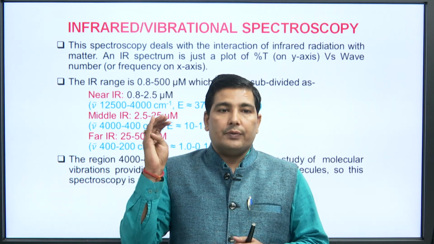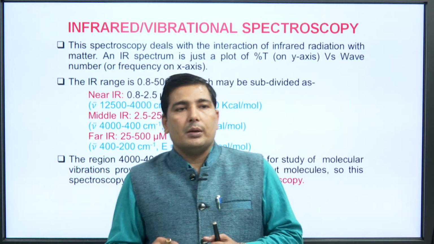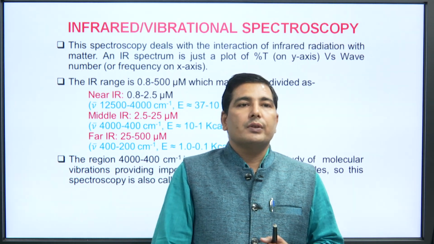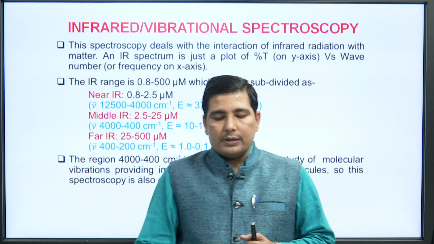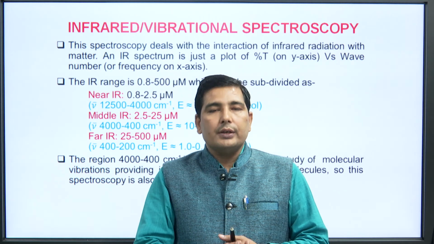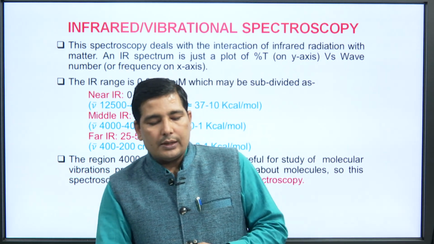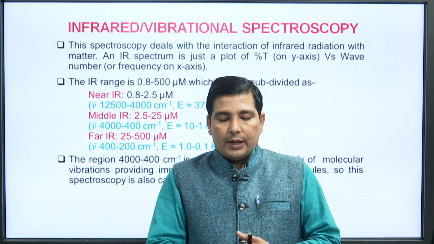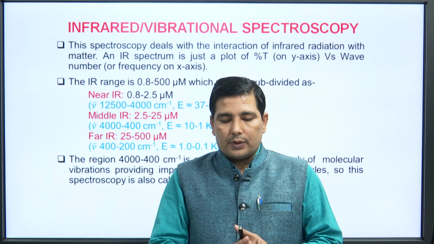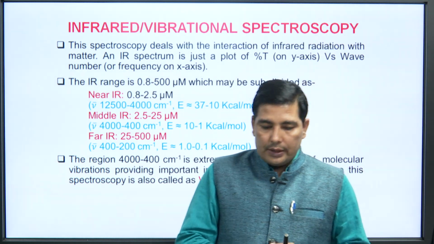We have already introduced wavelength, lambda, and wave number, that is 1 by lambda. By tradition in IR spectroscopy wave number is used, and that wave number will be in centimeter inverse. The IR range, in terms of lambda, is 0.8 to 500 micrometer, which may be subdivided into near IR, middle IR and far IR. Near IR belongs to 12,500 to 4,000 centimeter inverse, middle IR 4,000 to 400 centimeter inverse, and far IR belongs to 400 to 200 centimeter inverse.